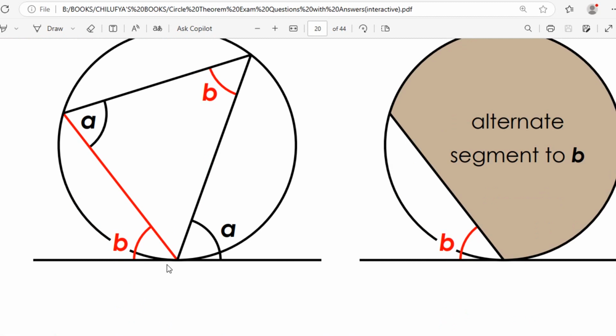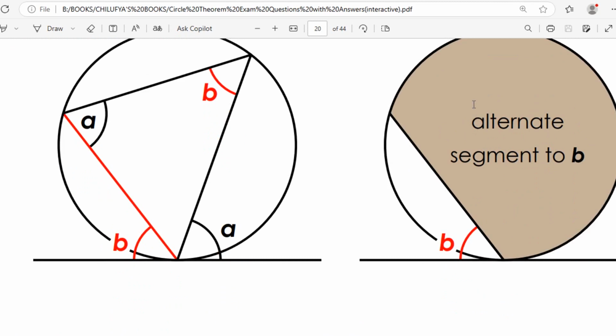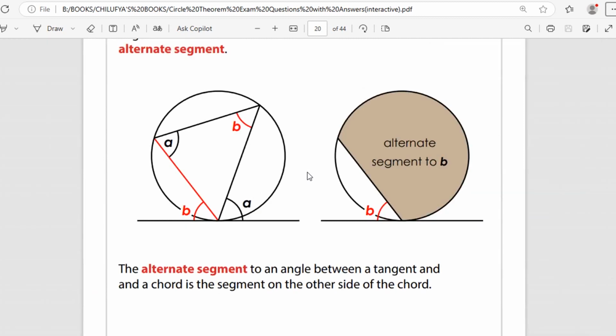So now, what do they mean when they say in the alternate segment? If you look at this diagram to your right here, this gray area is what we call the alternate segment. So when we create a line like so, it touches the circumference, then back to the end of this chord. That means that the angle is created in this segment. If that doesn't make you understand this, I will show you what that means in GeoGebra.